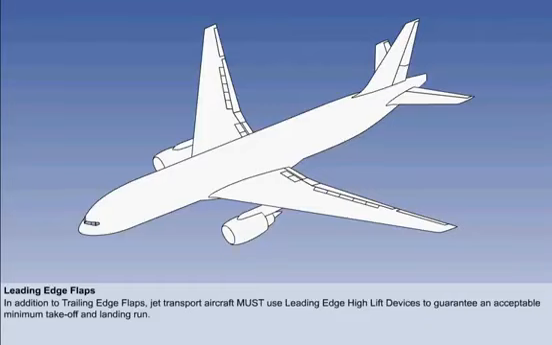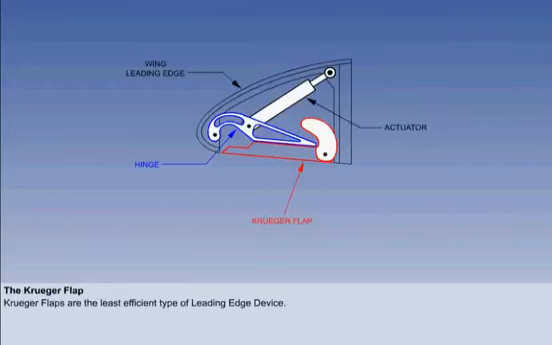This lesson will examine the three main types of leading-edge high-lift device in detail, in their order of increasing efficiency. Being the least efficient, we will begin with the Kruger flap. The illustration shows a cross-section through the leading edge of the wing. You can see that the Kruger flap forms part of the leading edge lower surface.